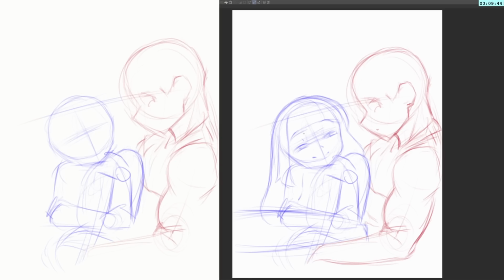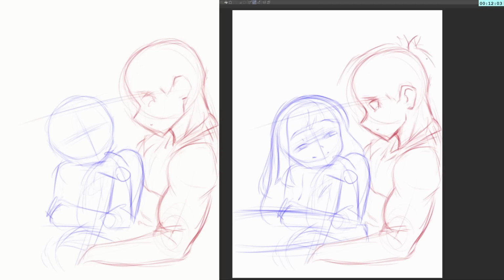So first thing you can see here is I've got my two characters, and I'm sketching in different colors. This is a great way of keeping track of who's who when the sketch gets a bit messy and you've got multiple subjects in there.